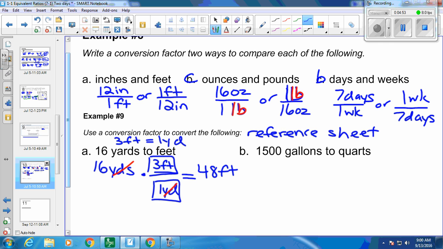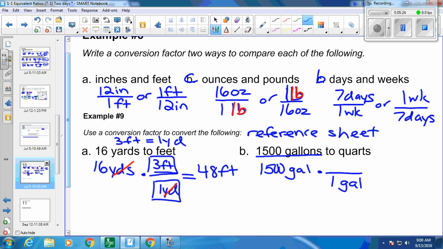For 1,500 gallons to quarts, again, I start with what it is that I'm converting. I write that down with a label. Don't forget that label, it's super important. We are always multiplying. I look on my reference sheet and it tells me that there are 4 quarts in 1 gallon. Since I want to cross cancel my units, I know I want to put 1 gallon in the denominator, and the new units will go in the numerator.